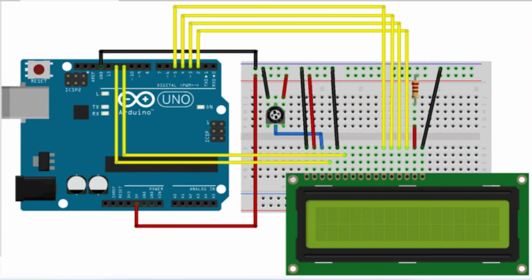Okay, so this is the circuit diagram for the Arduino. I'm not going to say too much about this. You can find a lot of the basic details, and I go more in depth in my previous video about the basics of the LCD. But yeah, this is the circuit diagram, and then we'll take a quick look at the code.